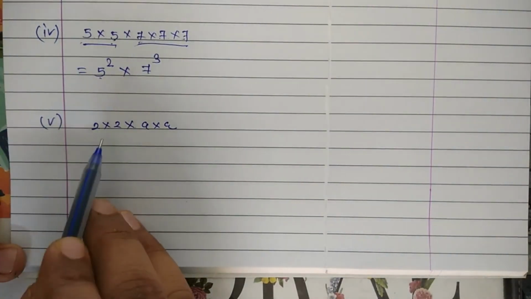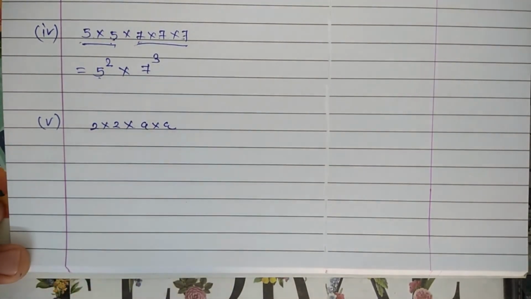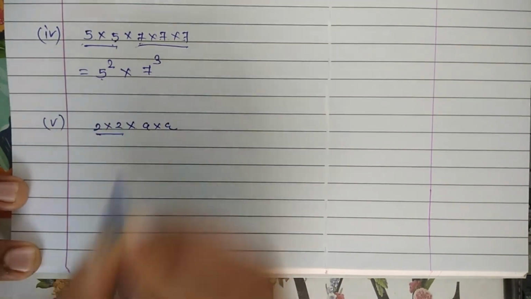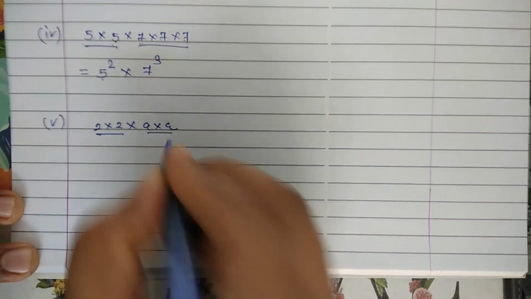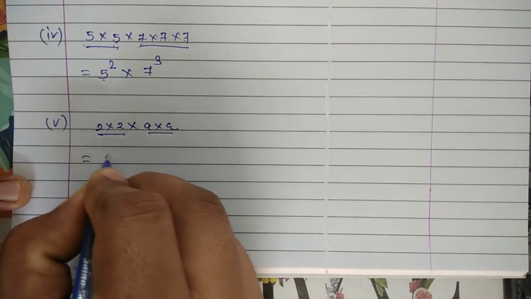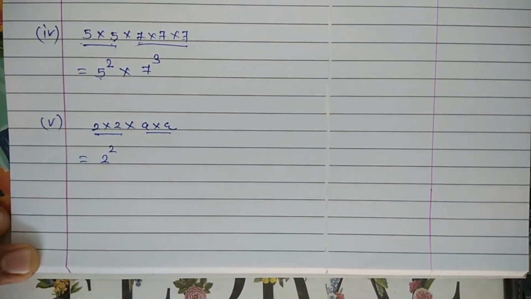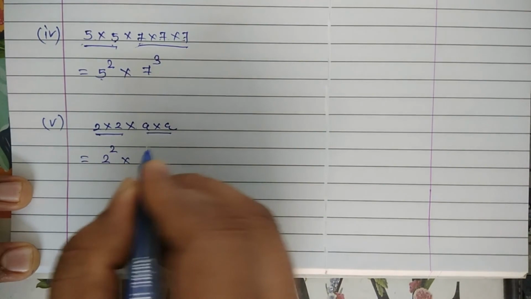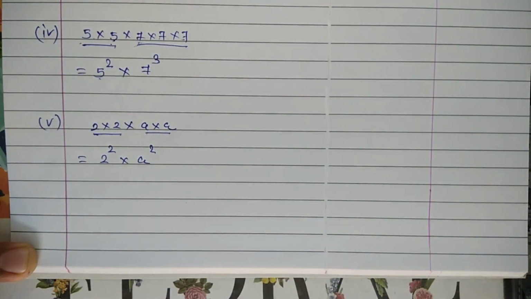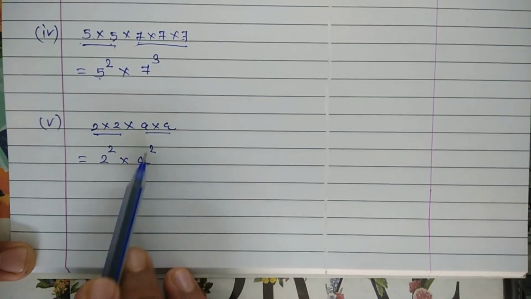Sum number 5, 2 multiplied by 2 multiplied by a multiplied by a. So we will make two groups, 2 multiplied by 2 and a multiplied by a. 2 multiplied by 2 means 2 raised to the power 2, multiplied by a multiplied by a means a raised to the power 2. So the answer is 2 squared multiplied by a squared.